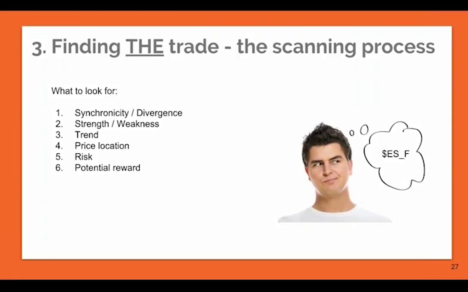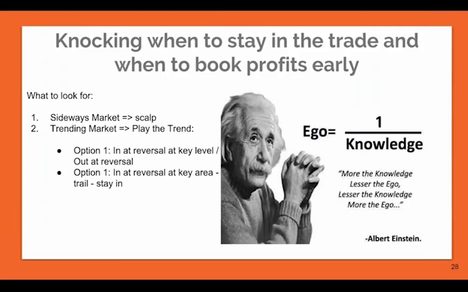So you're going to evaluate the trend, the price, location, the risk, and the potential reward. These are the 6 major elements that you need to look for before you even take the trade. And what to look for in a sideways market, definitely you can scalp. Okay, definitely you can scalp within the trend. In a trending market, you're going to be playing the trend.